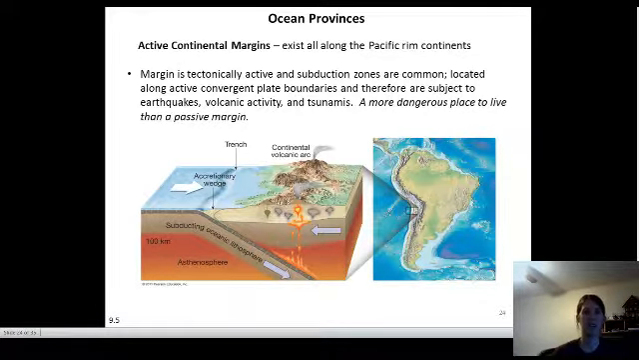In contrast, active continental margins exist along the Pacific Rim continents. These margins are tectonically active and have common subduction zones, and are located along active convergent plate boundaries and are subject to earthquakes, volcanic activity, and tsunamis. We talked a little bit about this when we talked about volcanoes. So the western coast of South America is extremely active. It has a large active volcano chain that's got a subducting or a convergent plate boundary.